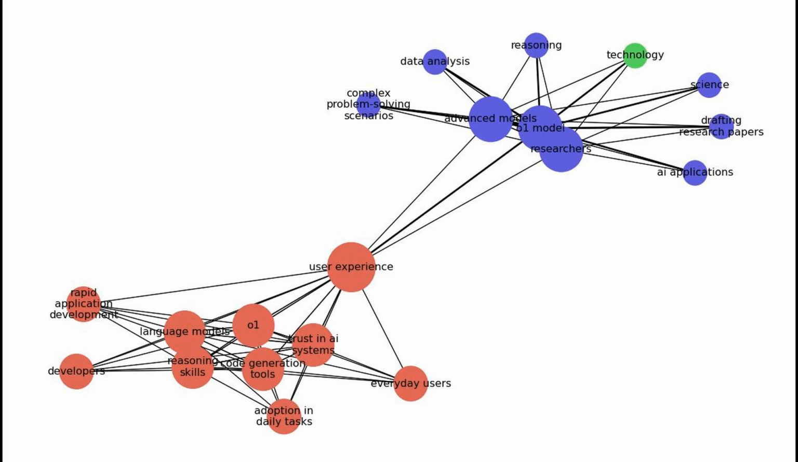The integration of advancements in models like OON has the potential to significantly enhance user experience and transform the landscape of AI applications across different user groups. 1. Researchers. For researchers, the OON model can serve as a powerful assistant in complex problem-solving scenarios.